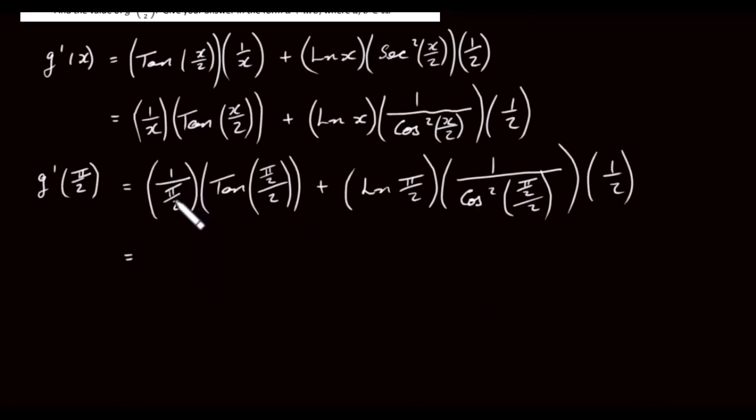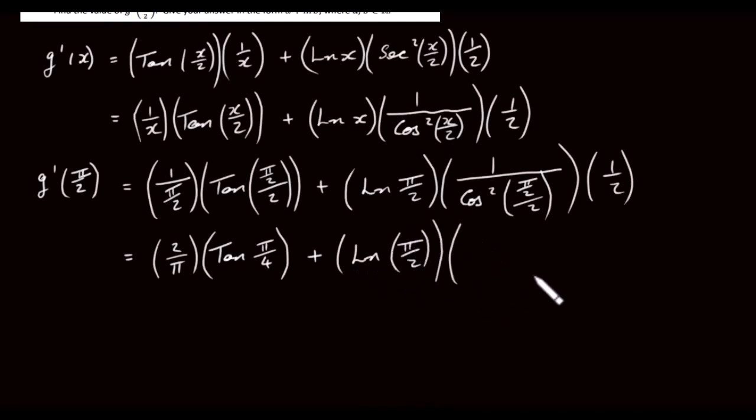Here we've got 1 over a fraction, so just flip that fraction upside down, so it's 2 over pi. This here becomes tan, I'll write it out, tan of pi over 4, or tan of 45 degrees, which is always handy. So pi over 2 divided by 2, or in other words, half of pi over 2, is pi over 4. Here we've got log pi over 2. And here we've got 1 over the cos squared of pi over 2 divided by 2, that's pi over 4. And out here we have a half.